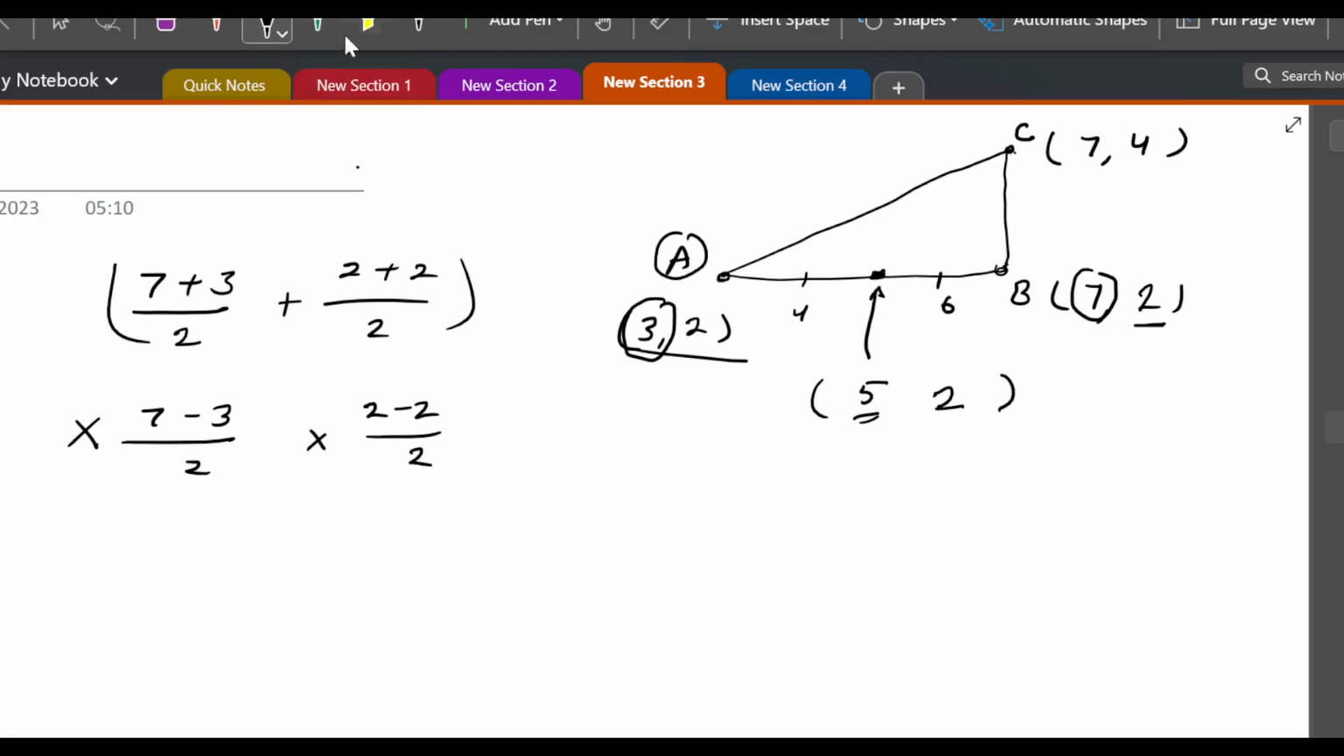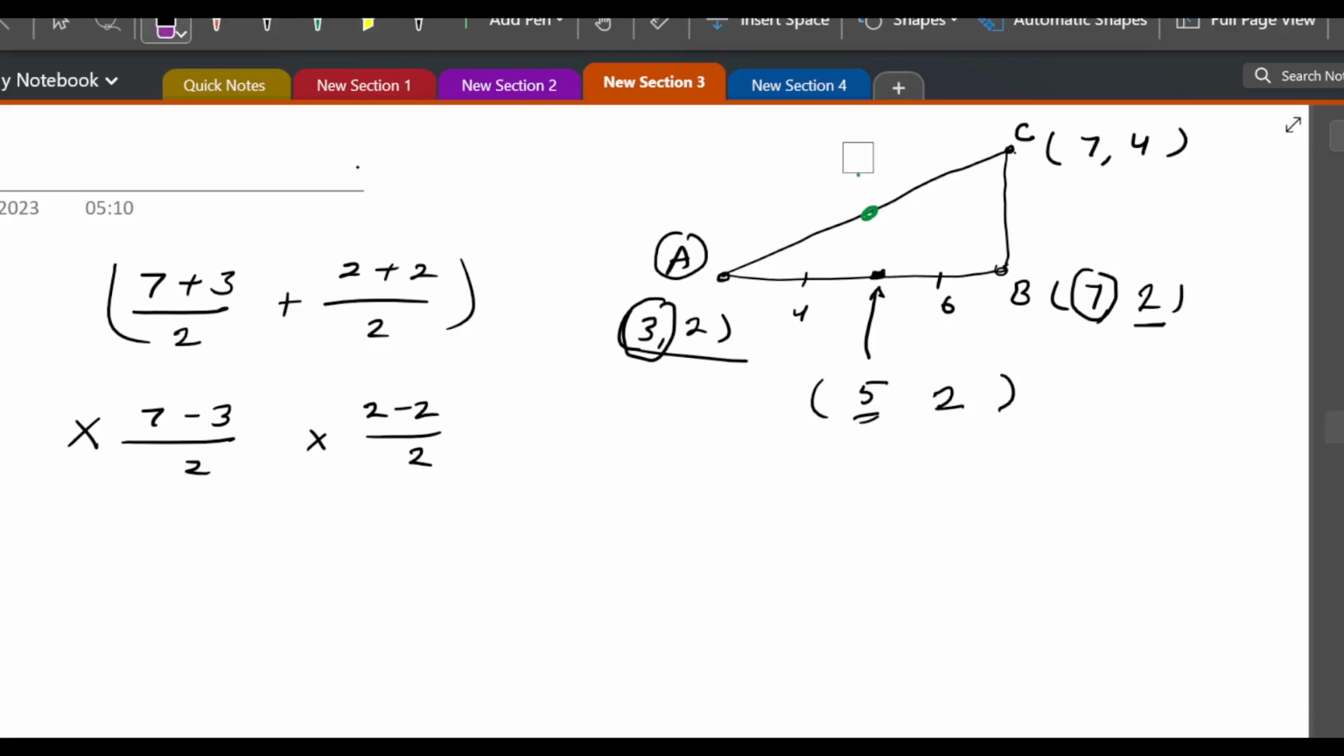Similarly, you can take the midpoint of AC and work it out. So it is going to be 5 comma 3. The y value is between 4 and 2, so 3, and the x value is between 3 and 7, so it's 5, right? Now this is about the midpoint.